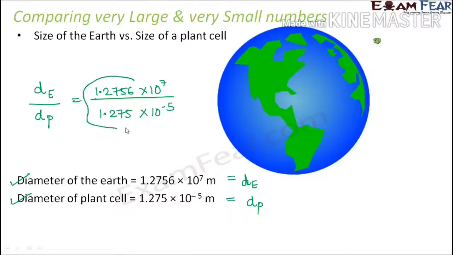If you compare this part, just leave this part aside. This is approximately equal to 1. So 1 multiplied by 10 to the power 7 by 10 to the power minus 5. Same base, different exponents, division. So your exponents will get subtracted. So this becomes equal to 10 to the power 12. That means the size of the plant cell is very small compared to the size of the earth. Or we can say the size of the earth is 10 to the power 12 times the size of a plant cell.